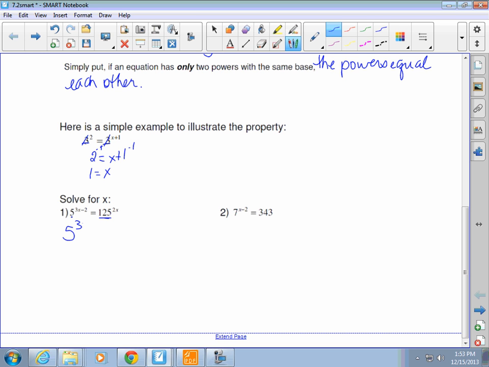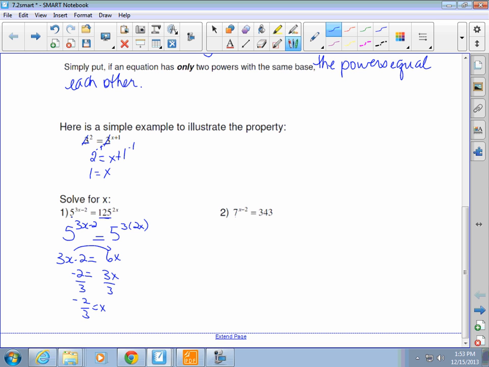So 5 to the power of 3x minus 2 stays. 125 is the same as 5 to the power of 3, so times 2x. So now my bases are the same. I can drop that. I have 3x minus 2 is equal to 6x. So now to solve, I'll have negative 2 is equal to 3x. If I bring my 3x over, divide by 3, negative 2/3 is equal to x.